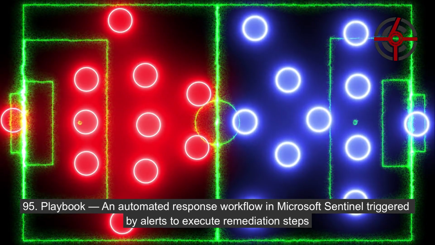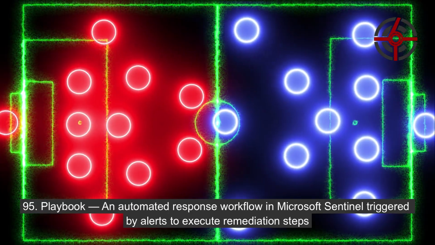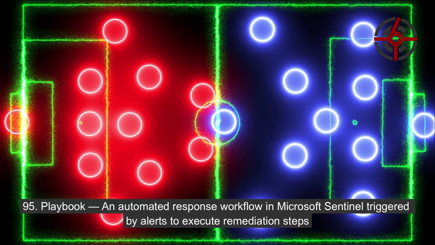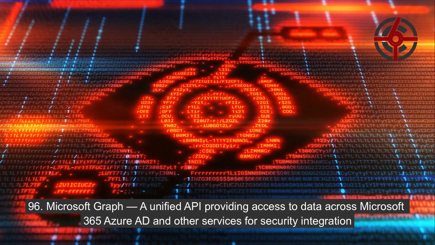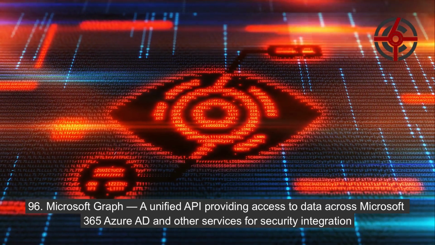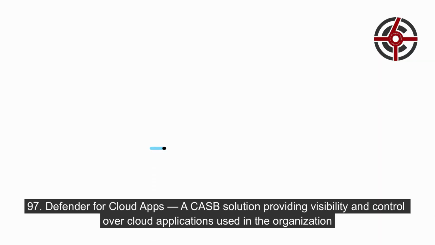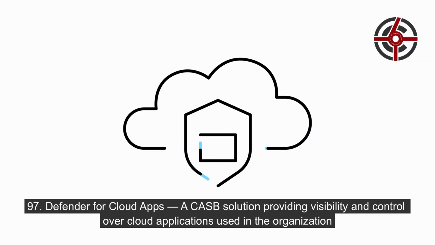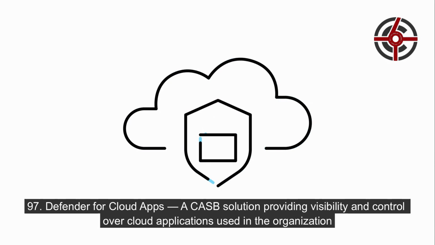95. Playbook, an automated response workflow in Microsoft Sentinel triggered by alerts to execute remediation steps. 96. Microsoft Graph, a unified API providing access to data across Microsoft 365, Azure AD, and other services for security integration. 97. Defender for Cloud Apps, a CASB solution providing visibility and control over cloud applications used in the organization.